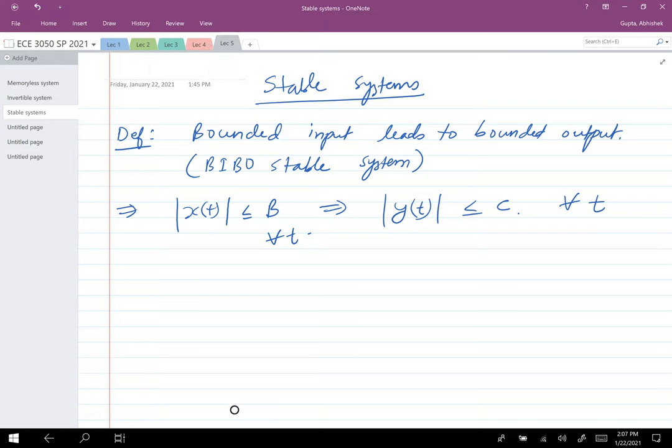Sorry, what did you say B and C were again? BIBO, bounded input, bounded output, stable system. So bounded input leads to bounded output. If the absolute value of x(t) is less than or equal to B, which means that the input is bounded for all time, then the output is also going to be bounded for all time. Okay, thank you.